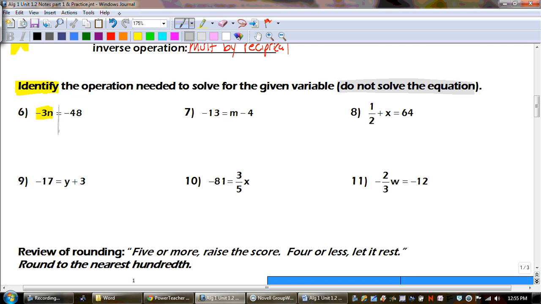So how do we get rid of multiplication? We get rid of it by division. And what would we divide by? I'm actually going to write divide, because we're going to divide by negative 3. When we're canceling multiplication or division, we don't change that sign. It stays negative 3. All right, let's move on to 7.